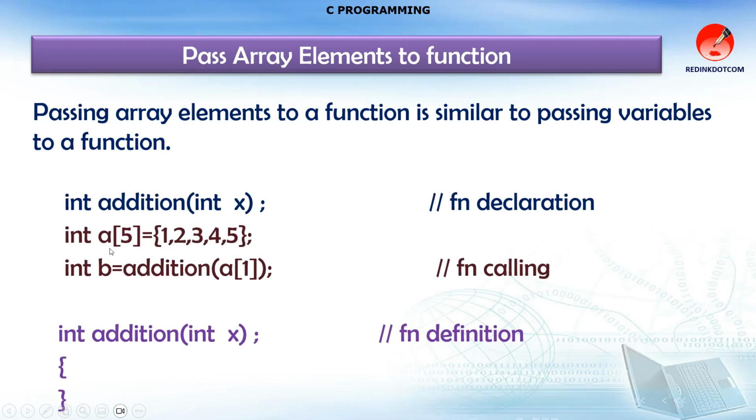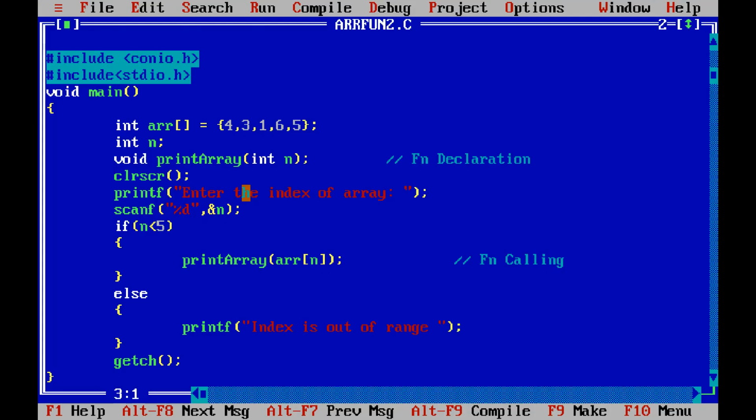So in this example, I create one array with initial values. I can pass one of the elements as the argument. So this is the single element. So the prototype looks like this. If the user enters any one of the values between 0 and 4, I can call this print array function using this argument value. So this is one of the array contents.